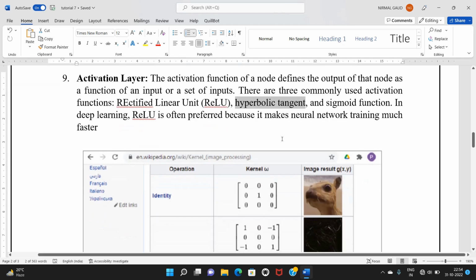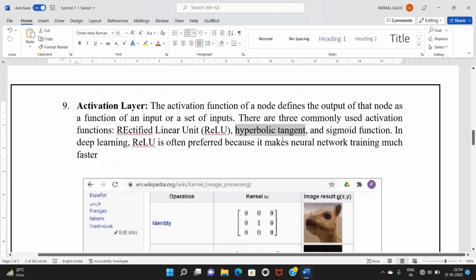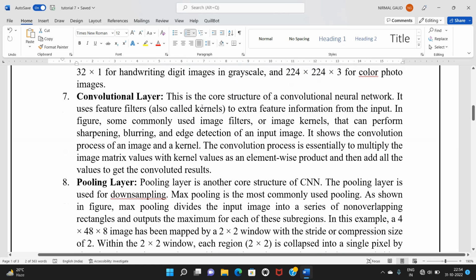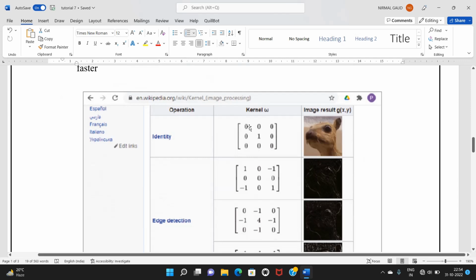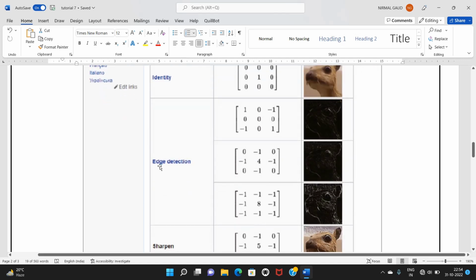Now, as we were talking about the kernel matrices that we have seen in the convolution layer, there could be various kernel matrices. For example, an identity matrix can be used that will result in an image like this. If we need to perform edge detection, we can use these matrices. That means we will convert our image into matrix format, and then multiply our image matrix with this matrix, and we can detect the edges.